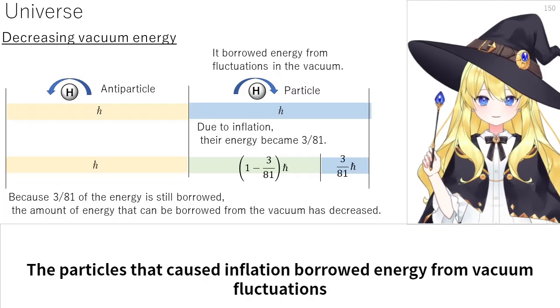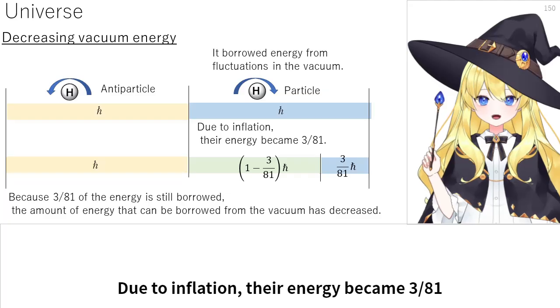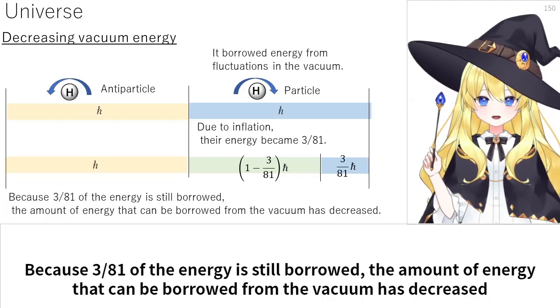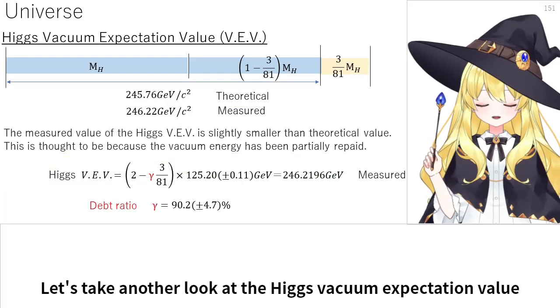Let me explain why the Higgs vacuum expectation value has decreased. The particles that caused inflation borrowed energy from vacuum fluctuations. Due to inflation, their energy became 381. Because 381 of the energy is still borrowed, the amount of energy that can be borrowed from the vacuum has decreased.